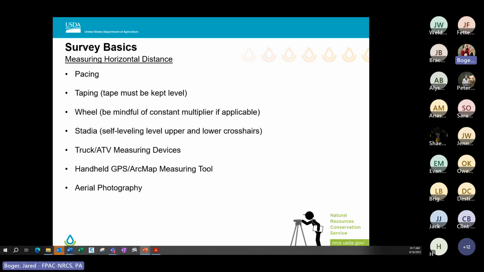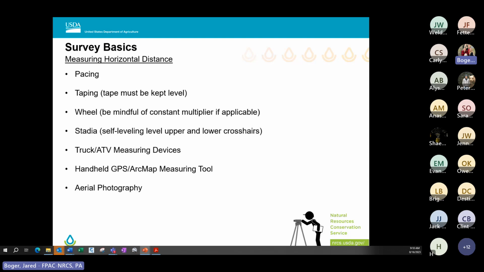Measuring horizontal distances. You can use pacing. I'm not sure if you guys did pacing yet. I know that in boot camp they do your pacing, but you can measure horizontal distance by pacing. You can measure it by taping, wheel, and then also the stadia. You can even use it with a truck or ATV. And then you can, with the handheld GPS ArcMap measuring tool.